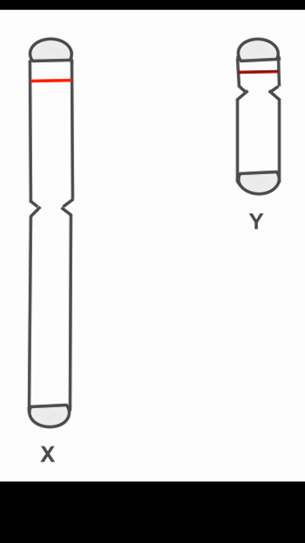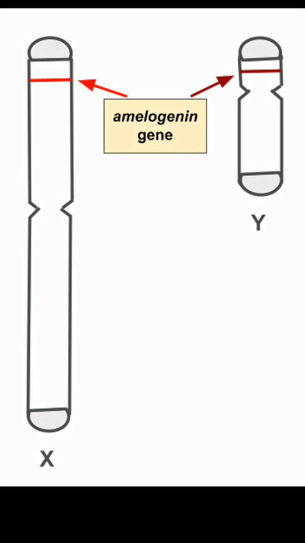So how can this be used to distinguish between males and females? Well, I first need you to consider two different genes. One of them is found on the X chromosome and one of them is found on the Y chromosome. Now, these genes are very similar to each other and they are referred to as the amelogenin gene. Now, the amelogenin gene is actually a gene associated with tooth enamel. However, what the gene encodes is not really that important.